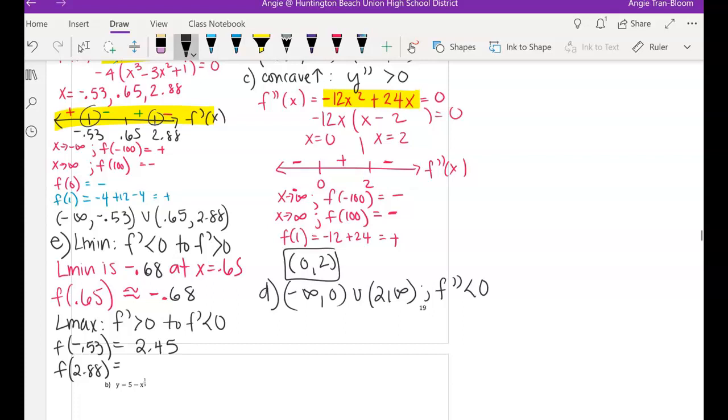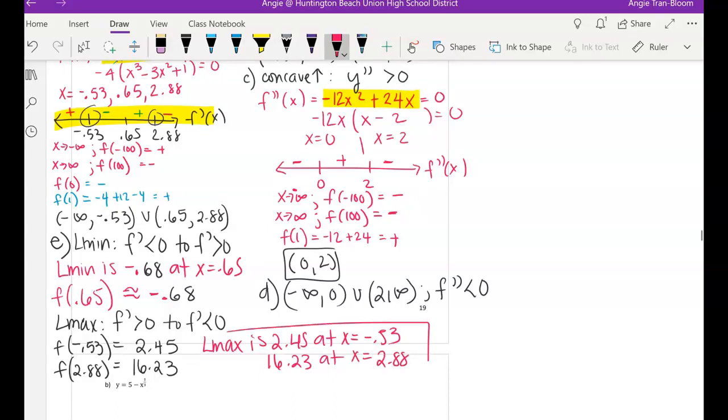Ready? Sorry, it's going to take me a little while to punch it in. So 2.88, about 16.23. So you have 2 max locations, okay? And by now, I think you guys are pretty good with this. Local max is 2.68 at x equal to negative 0.53 and 16.23 at x equals 2.88. So that's local max.